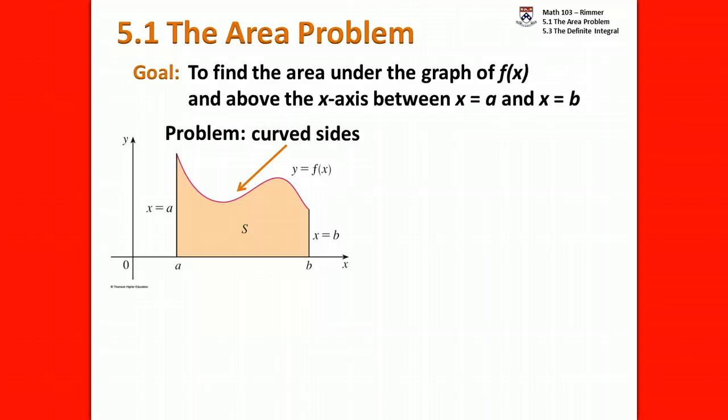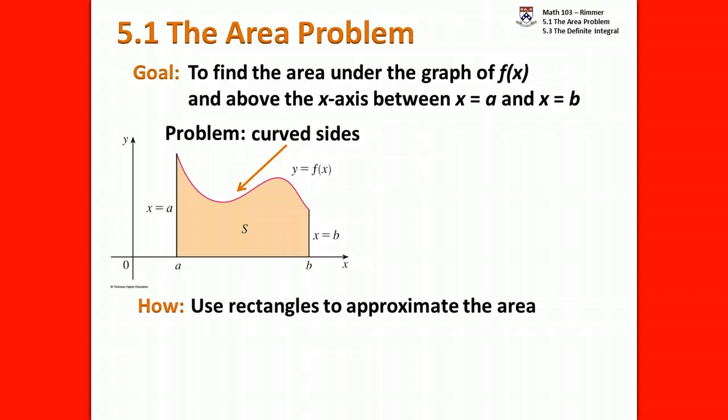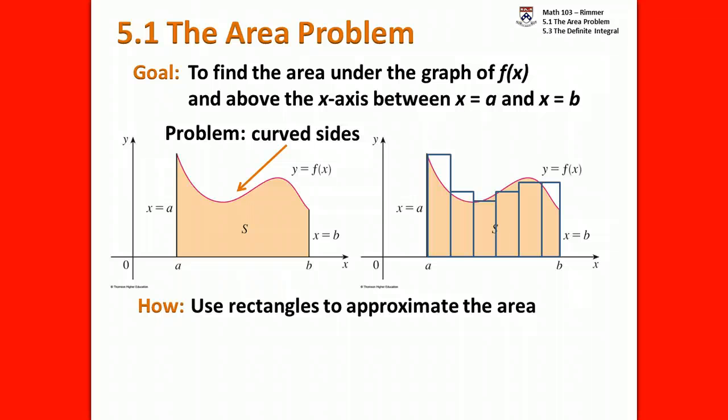And so what we're going to do is make a guess, make a bad guess, and then make the bad guess get better. And so here's a bad guess. Using rectangles to approximate the area. I know how to find the area of a rectangle. It's length times width, or height. And so the height of the rectangle will be somehow decided by the function value. And then the width of the rectangle, I'll just make sure that's an equal width.